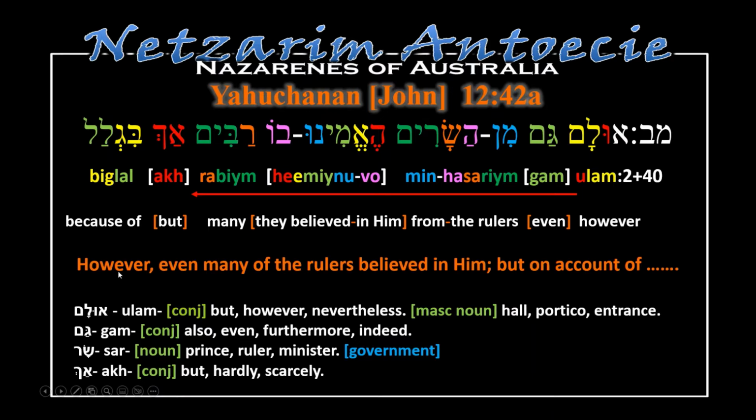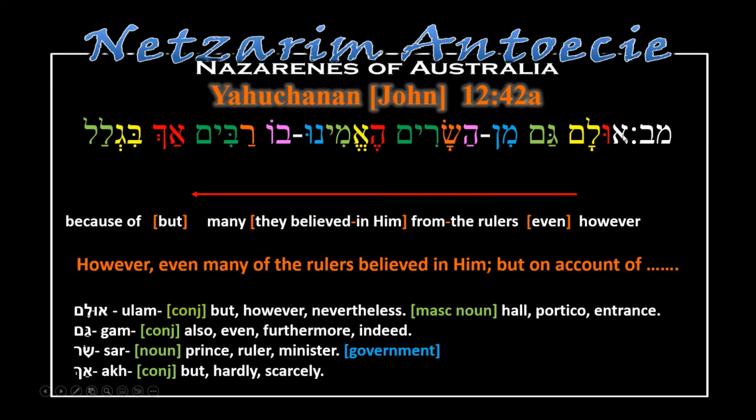All right, so in the English it's however, even many of the rulers believed in him, but on account of... so therefore it can mean because of, on account of, right? Big lull. Right, now let's go and read that. Ulam, gum, min, ha, sa, rim, he, minu, vo, rabim, ak, big lull.